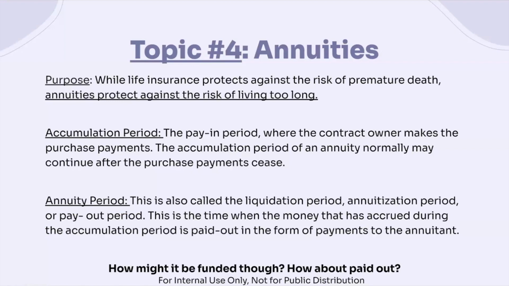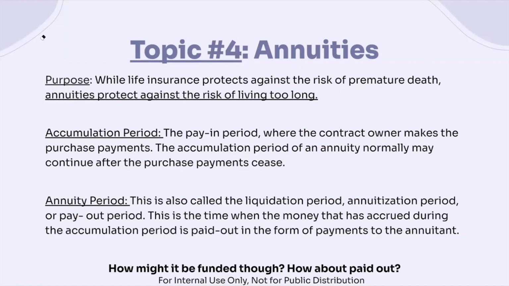So annuities, contrary to life insurance, protect against the risk of living too long, right? We know that life insurance protects against the risk of premature death. So individuals purchase life insurance, possibly to ensure that when they pass away, their dependents will still be financially well off, right? With annuities, this protects against the risk of living too long.